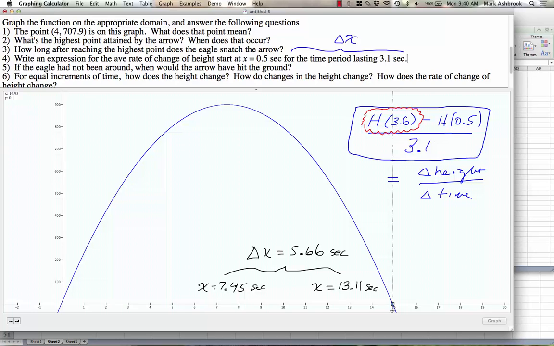I got 14.93 seconds. Is that what you got? So this would be neglecting air resistance, okay? Neglecting air resistance in a more theoretical situation here. 14.93 seconds.